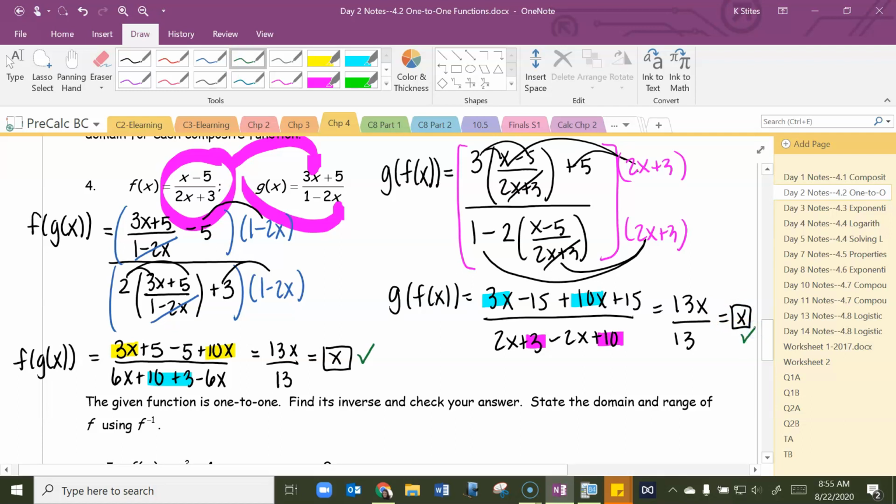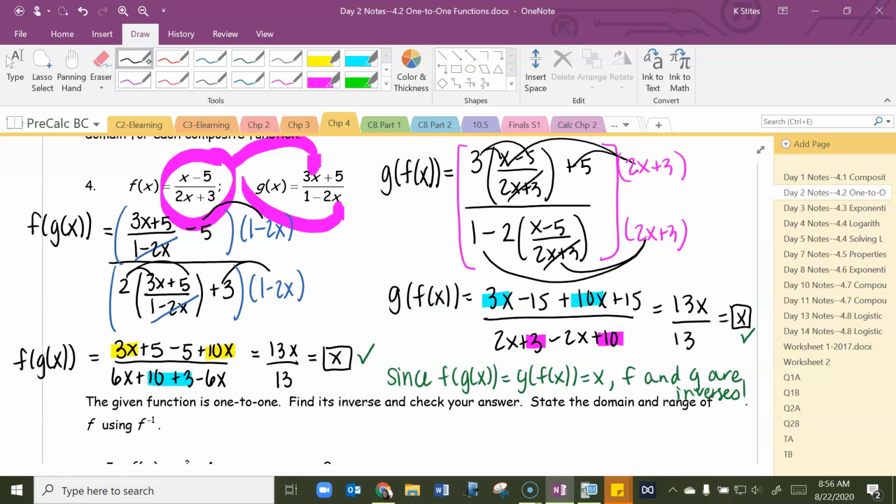And a reminder from when we talked about properties of functions, even and odd functions, you do need to provide some sort of summary statement here. So this doesn't need to be a huge long statement, but I would say something like, since f of g of x is equal to g of f of x is equal to x, f and g are inverses. Okay, so that's just summarizing what we just discovered.